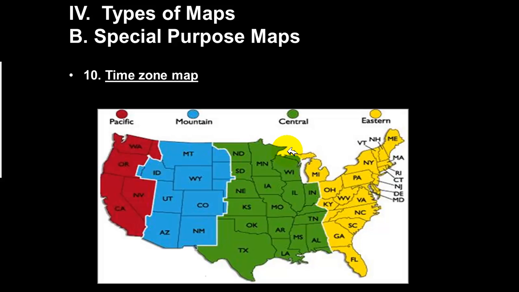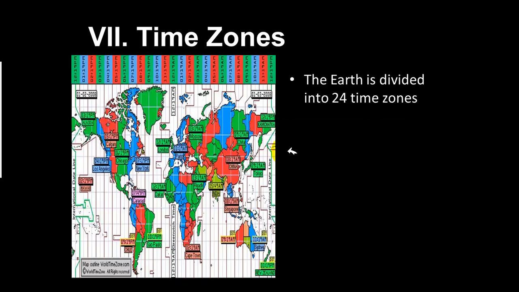Time zone maps are the next type of special maps that we'll be covering, and we'll get into it a little bit more. So I'll briefly go over time zone maps. It's okay if you do not understand what time zones are. We'll spend a little bit of time on it later. But just know that time zone maps show the different time zones in the area. And I will explain a little bit more what time zones are right now.